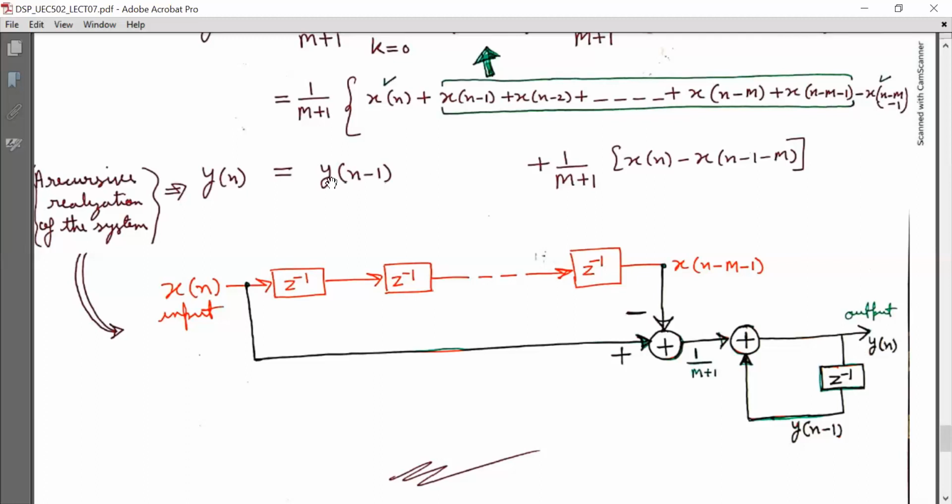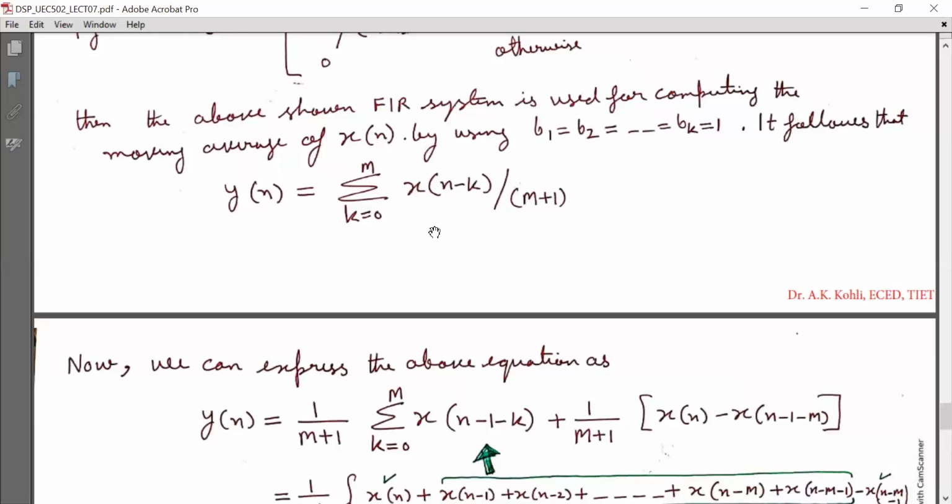Now for this I will use a recursive unit y[n]. By this delay it is y[n minus 1], this is added here. So the output is y[n] equal to y[n minus 1] plus 1 by M plus 1 times x[n minus 1 minus M]. So this is how a recursive realization of the system is made, by which this equation is realized.